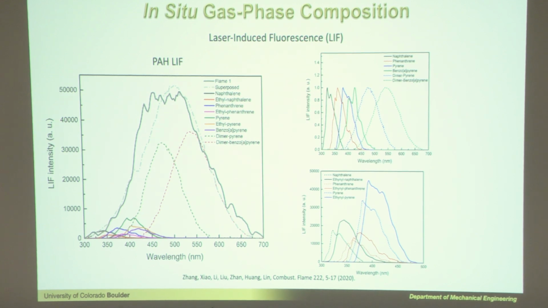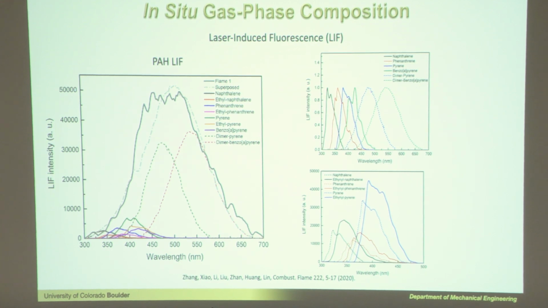But mostly there are these broad features. And then if they're hot, they're even broader. So you can kind of get an estimate of size, like how big these are. People were trying to measure LIF of different species in a flame.